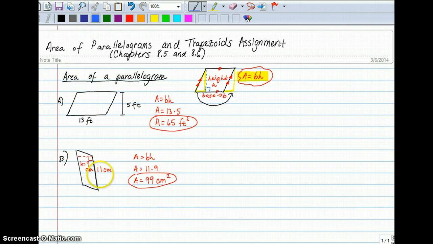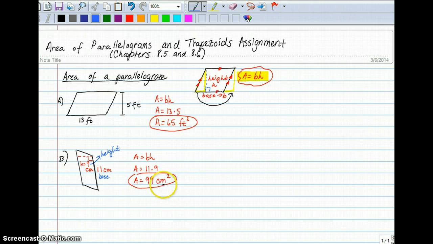Okay, your base was 11 centimeters. Your height was 9 centimeters. So area equals base times height. Area equals 11 times 9. 11 times 9 is 99, so it's 99 centimeters squared.